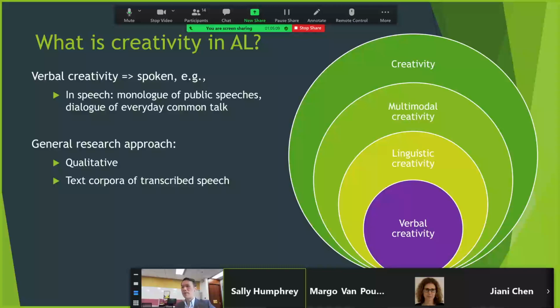Now, verbal creativity might be the one that we SFL linguists are most familiar with because it's related to spoken language. For example, in speech, we can be looking at monologues of public speeches or dialogues of everyday common talk. Even in applied linguistics, the general approach would be qualitative. And if it's involving corpus or corpora, then it will be looking at these transcribed speeches.